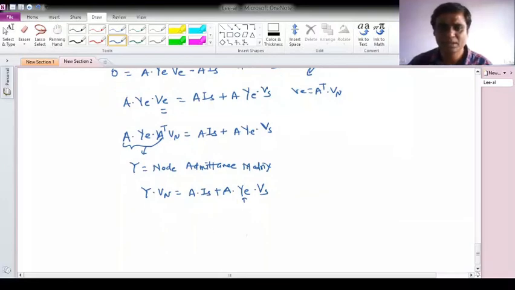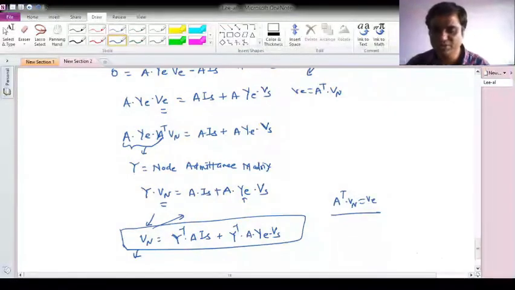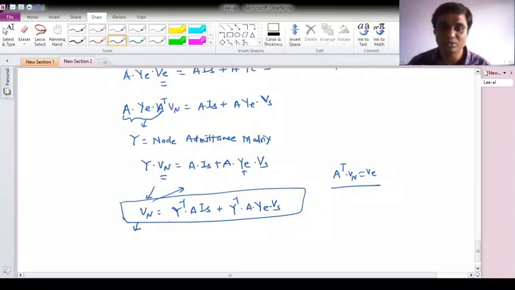Okay, now from that I can easily find out the node voltages, by pre-multiplying Y inverse on both sides, so it will be Y inverse into A into IS plus Y inverse into A into YE into VS. So this way we can have the solution for the node voltages, and once you know the node voltages, you can simply multiply the transpose of the incidence matrix with the node voltages, and you will get all the element voltages. Okay, so this way you can find out the node voltages for the complicated circuit whatever you have by the use of graph theory. Understood?